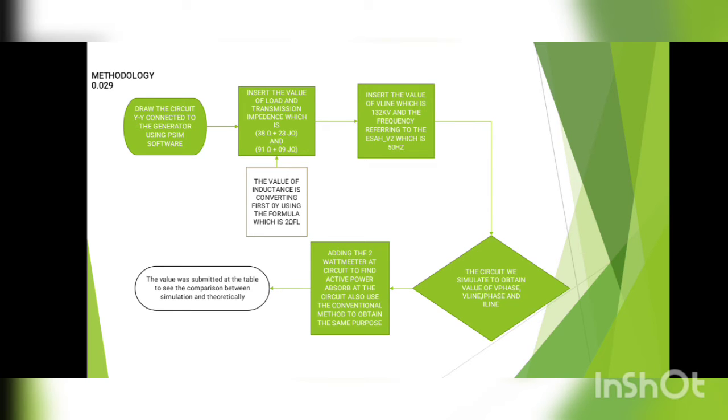Last step is adding the 2 wattmeters to the circuit to find the active power absorbed by the circuit. I also use the conventional method to obtain the same purpose. At this part, the values were submitted in a table to see the comparison between simulation and theory.